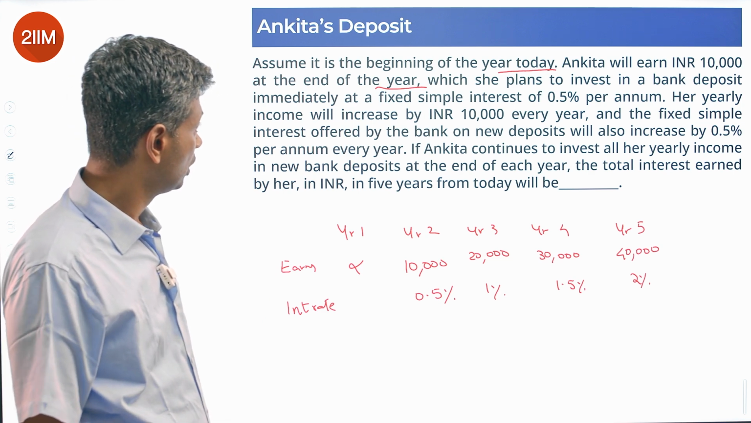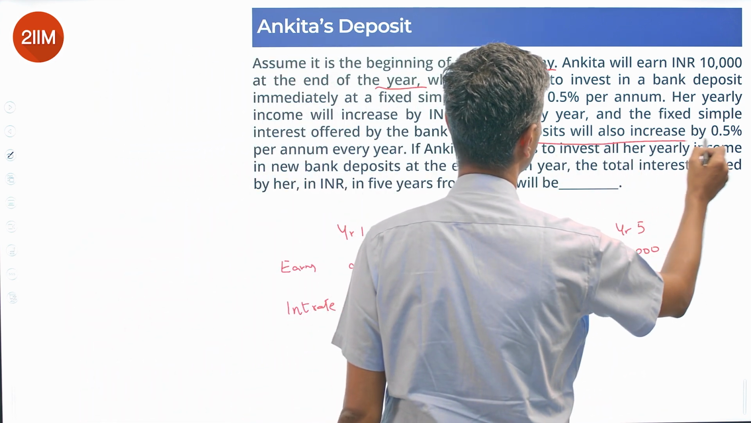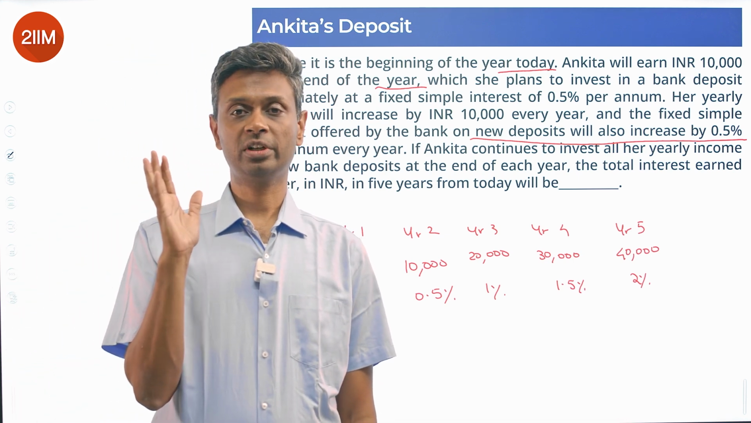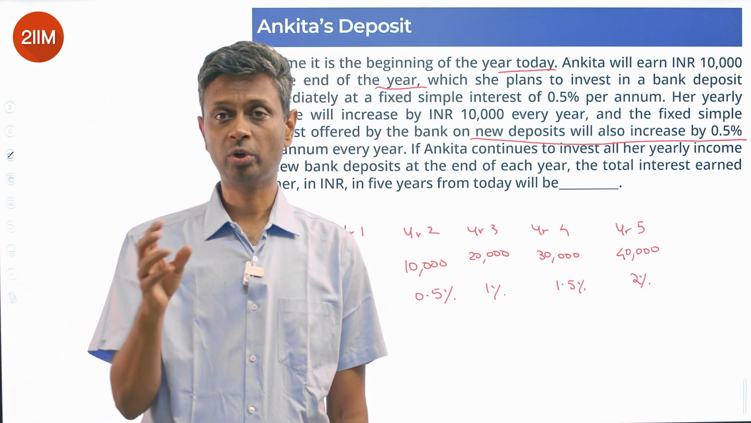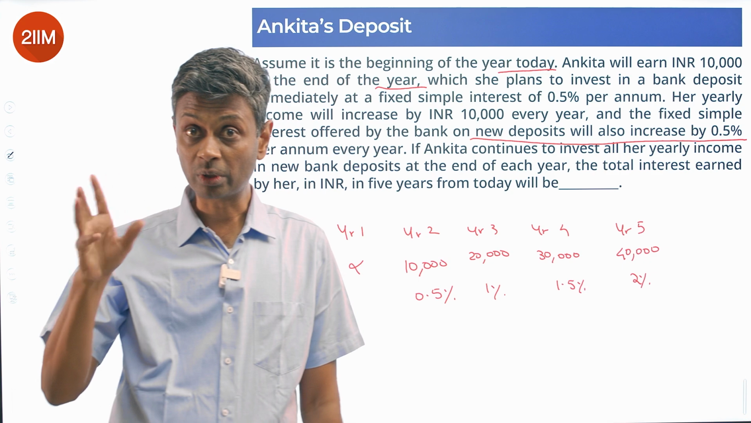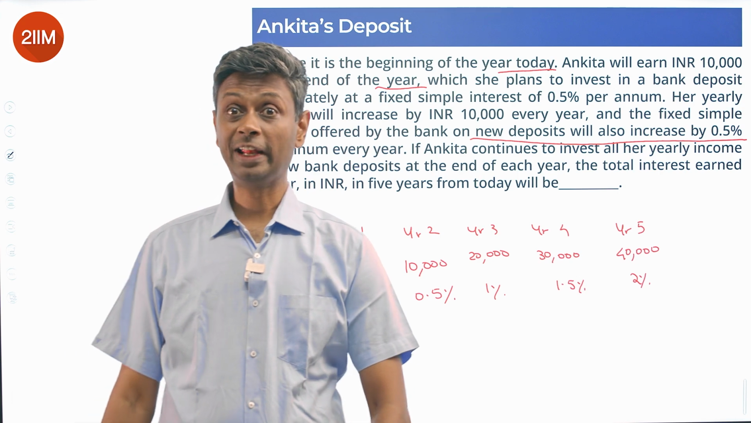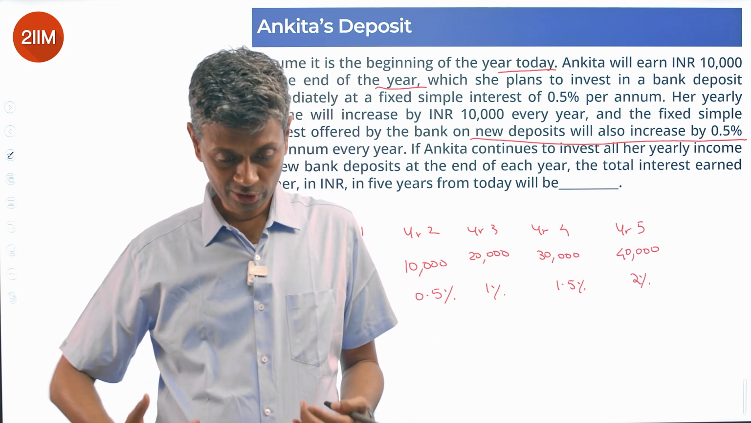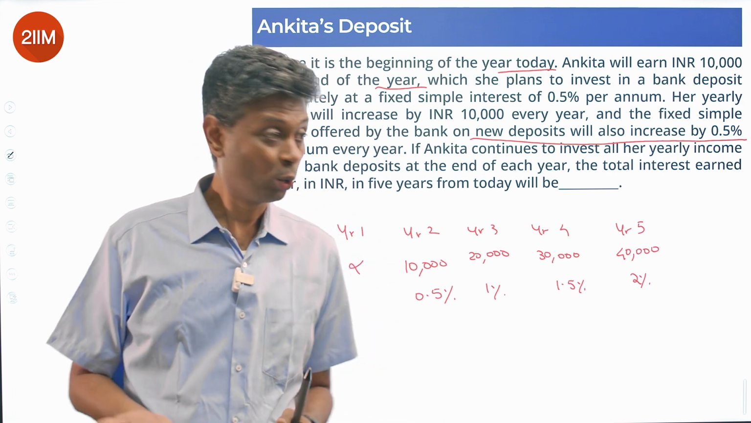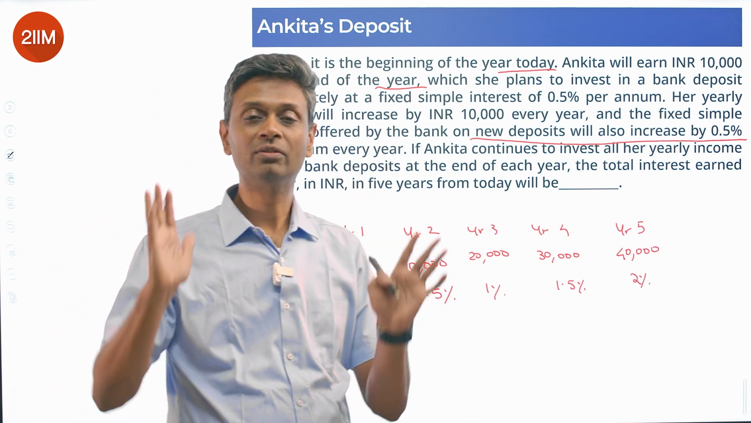This question says the fixed simple interest offered by the bank on new deposits will also increase by 0.5%. That means you put this 10,000 at year 2, you're getting 0.5% simple interest. You get 0.5, 0.5, 0.5, 0.5 for this. You put another 20,000, you get 1% for it. You get 1%, 1%, 1% for that. 1.5%, 2%. This 10,000, which you put at the end of year 1, beginning of year 2, is not considered as a new deposit at the end of year 2. No reason why anyone would do this. We'd say, I'll close this deposit, put a new one. But hey, the question says this, we'll follow that.